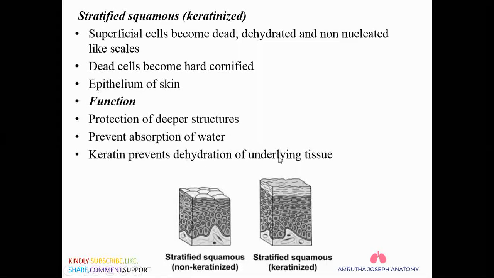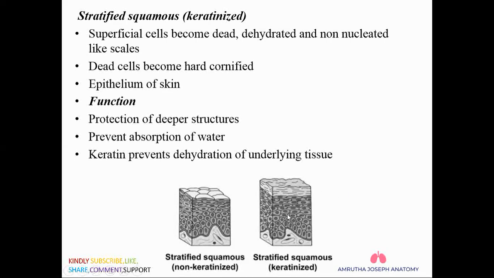So keratin prevents dehydration of underlying tissue. It also prevents dehydration, so in both ways, the water which is outside cannot come inside. Similarly, the water content we have inside the body also will not move outside. So this is the function of stratified squamous keratinized epithelium. So I think it's clear: stratified squamous keratinized and non-keratinized. Non-keratinized does not have a keratin layer. Here you have a keratin layer. We will have a detailed explanation of these two epithelia in the coming class. At that time you will understand.